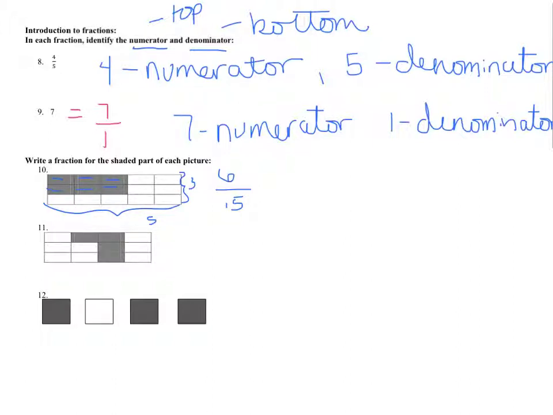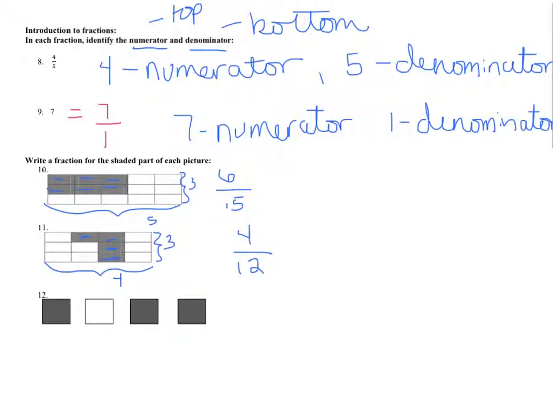For number 11, well, now I have 1, 2, 3, 4 pieces that are shaded in, and this picture is 3 by 4 units across. Therefore, there are 12 spaces total, so this is representing 4/12.